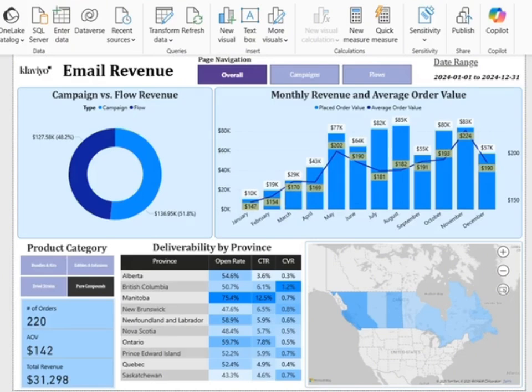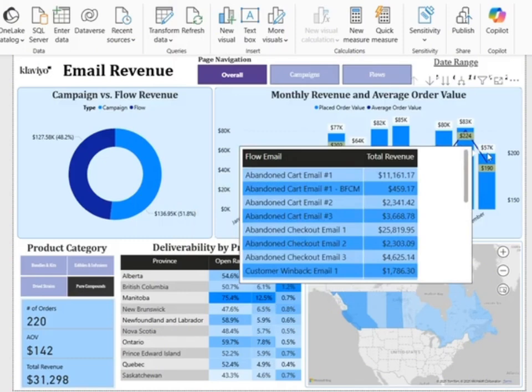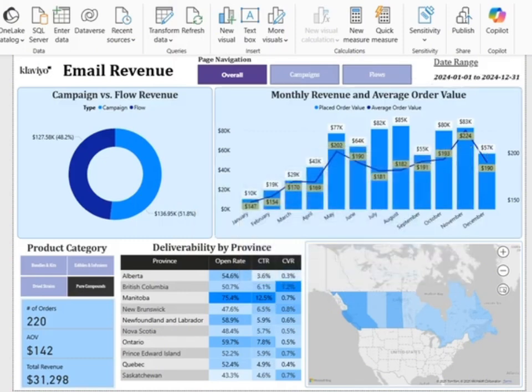Whenever I create a dashboard, this is what I focus on the most, giving you just the information you need to make the best decisions for your business. So essentially what we have here is a breakdown of campaign and flow revenue on the overview page, as well as the evolution of profit and average order value over time across the months. So we can see here how the placed order value changed as we progress through the year and how the average order value changed as we progress through the year.